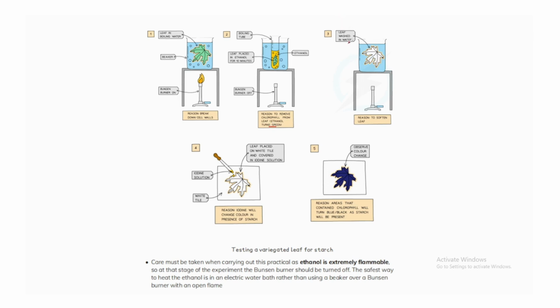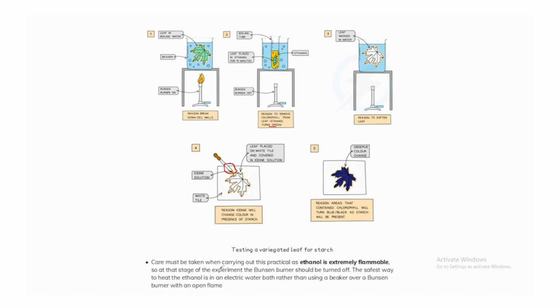The leaf is washed in water to soften it, and then we will place it on white paper, a white sheet or a white tile to see the clear results. Then we will put on iodine solution, and we can observe the color change.